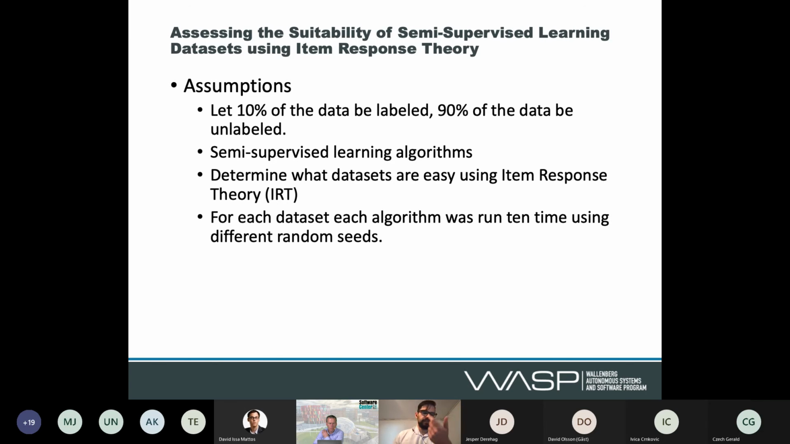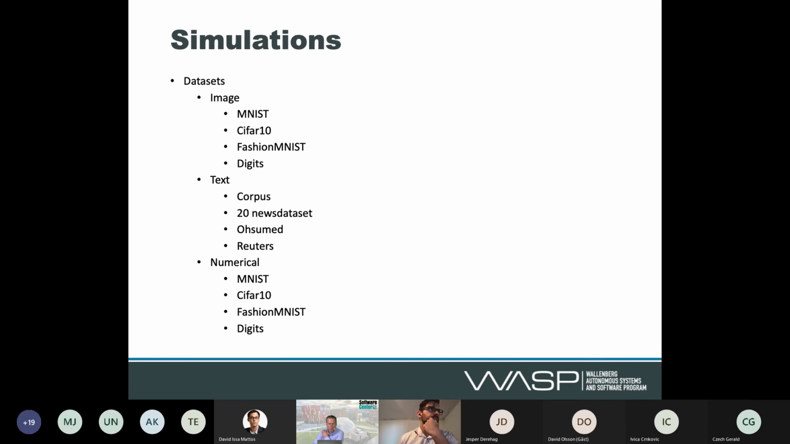So when we ran these simulations, we logged the accuracy of each algorithm, so how well they performed on each dataset. So we used a total of 12 datasets based on image, text, and numerical data.